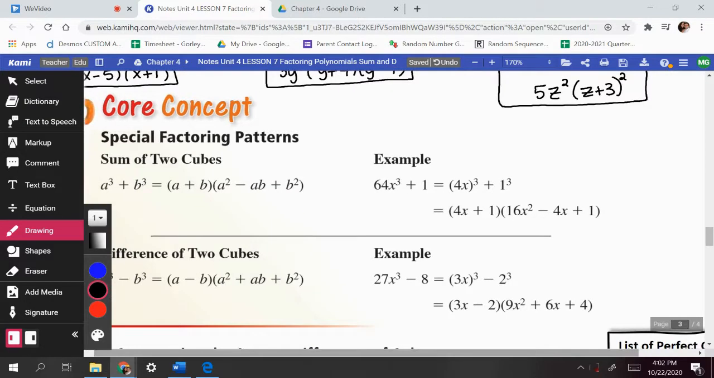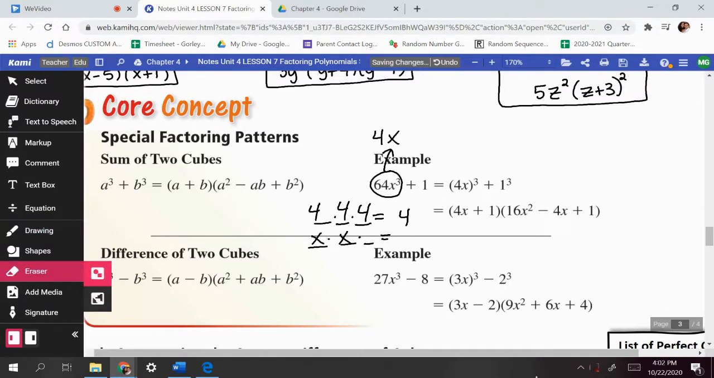So if I've got 64x cubed plus 1 and I want to factor it, ask yourself, what is 64x cubed a perfect cube of? What times what times what equals 64? That's going to be 4 times 4 times 4. What times what equals x cubed? It's going to be x times x times x. So you can see 64x cubed is a perfect cube of 4x.